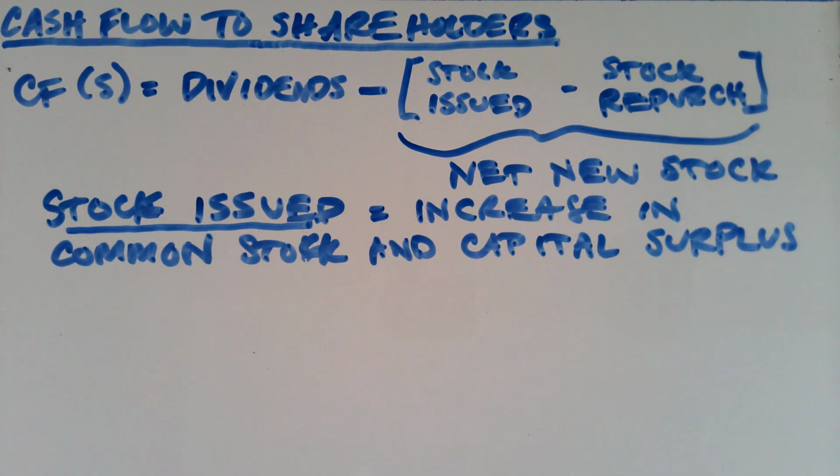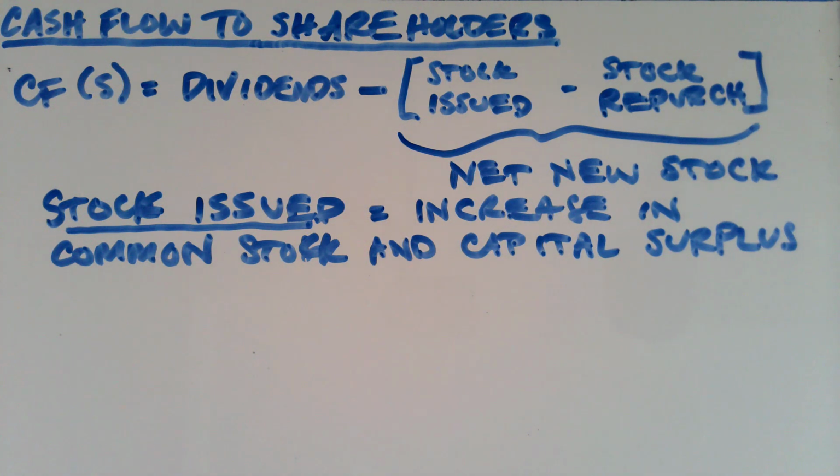Stock issued is just the increase in common stock and capital surplus. Due to some weird accounting rules that I can't claim to understand fully, when you issue a new share of stock, the part of it that is valued at par goes into the common stock account, and the remainder goes into the capital surplus account. And so in order to know the total amount of money that was raised by issuing stock, we have to find the increase in both of those accounts and add them together.